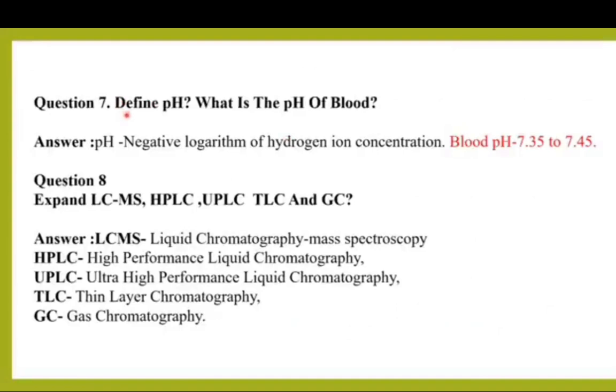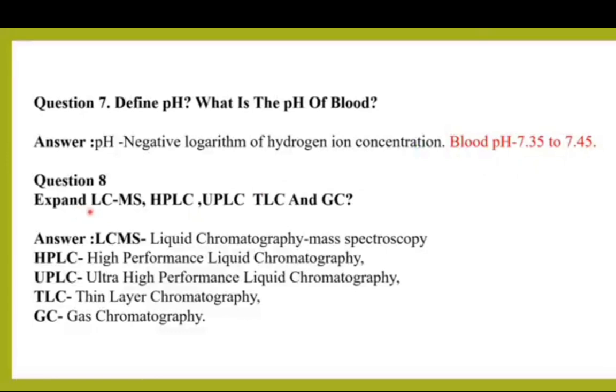So coming to the next generally asked question, define pH. Friends, pH is the negative logarithm of hydrogen ion concentration. And another simple question is the pH of the blood. The pH of the blood ranges from 7.35 to 7.45.